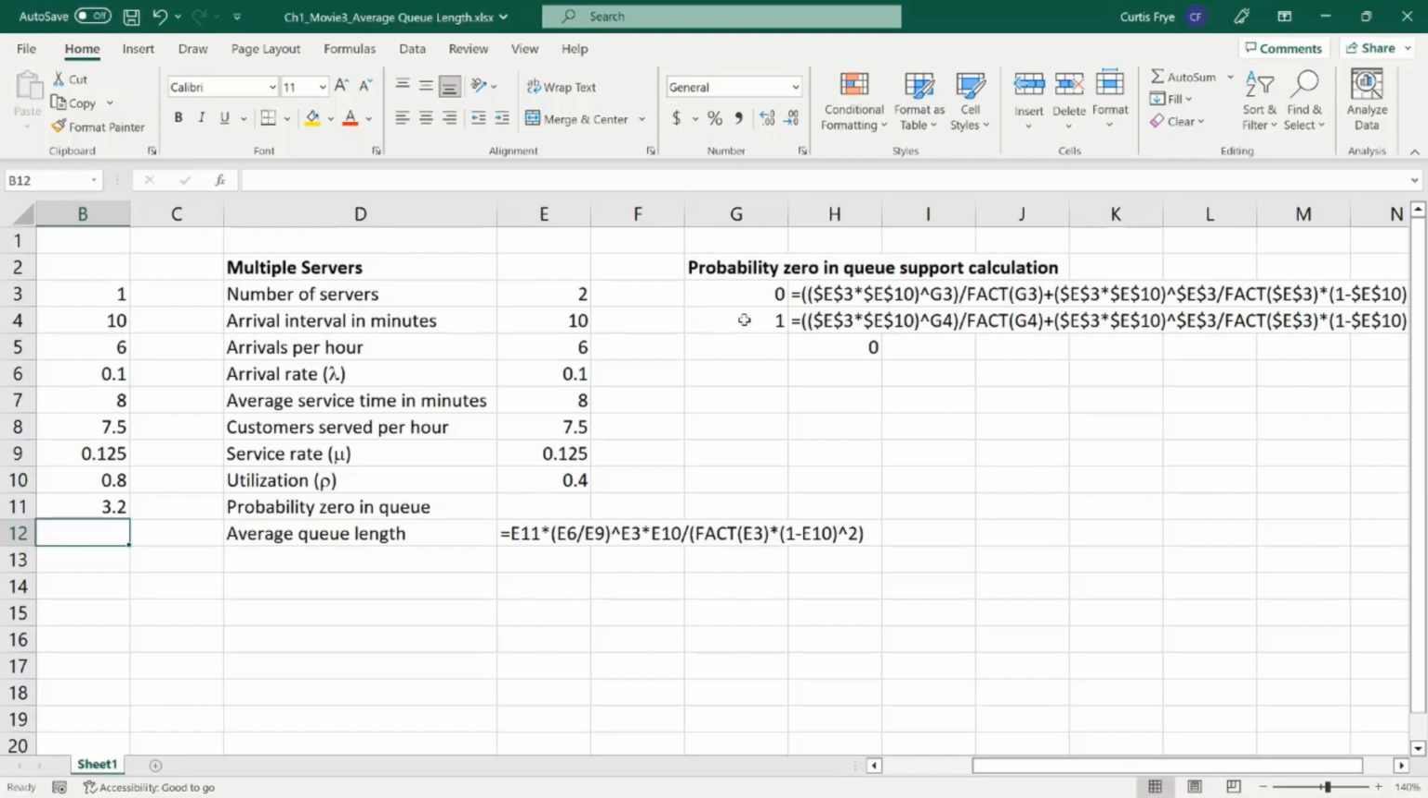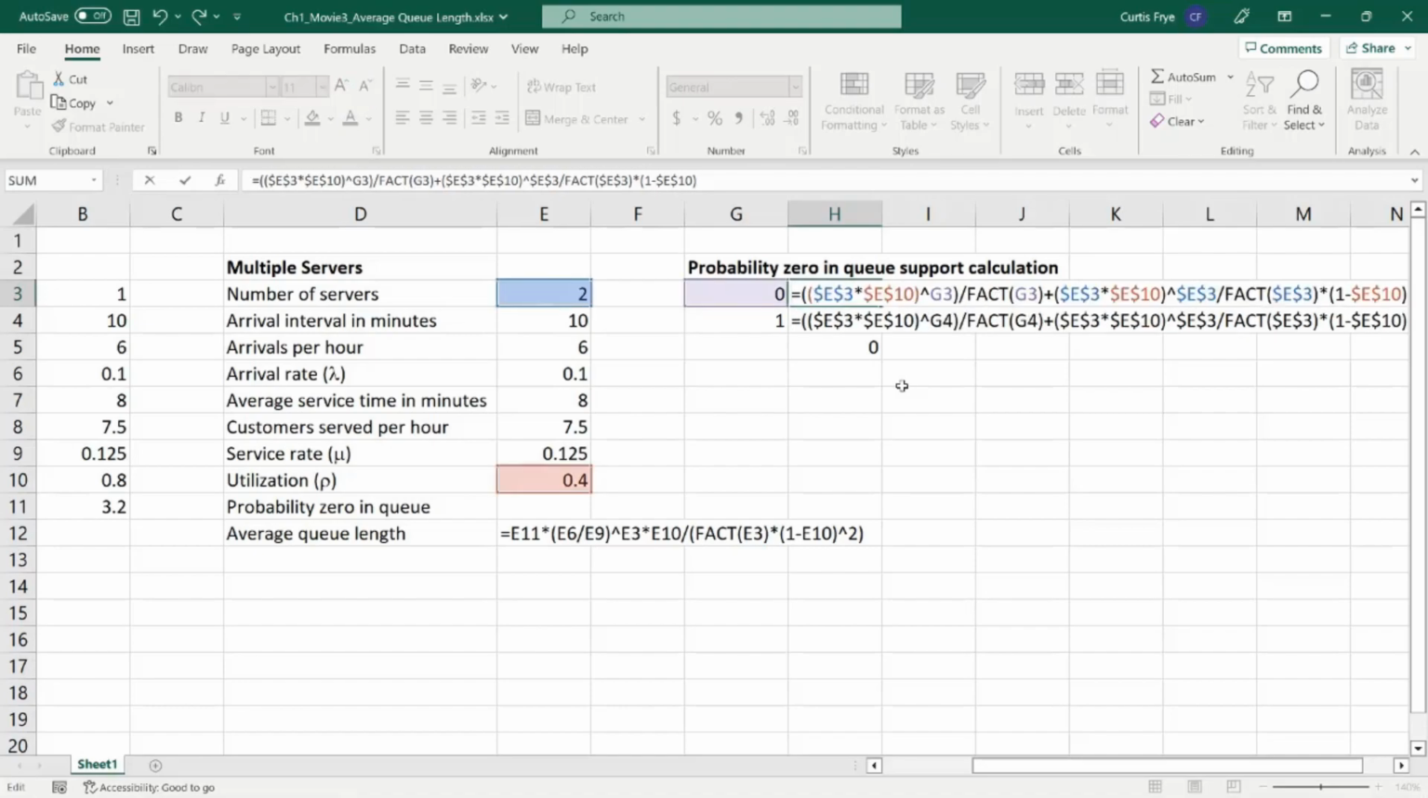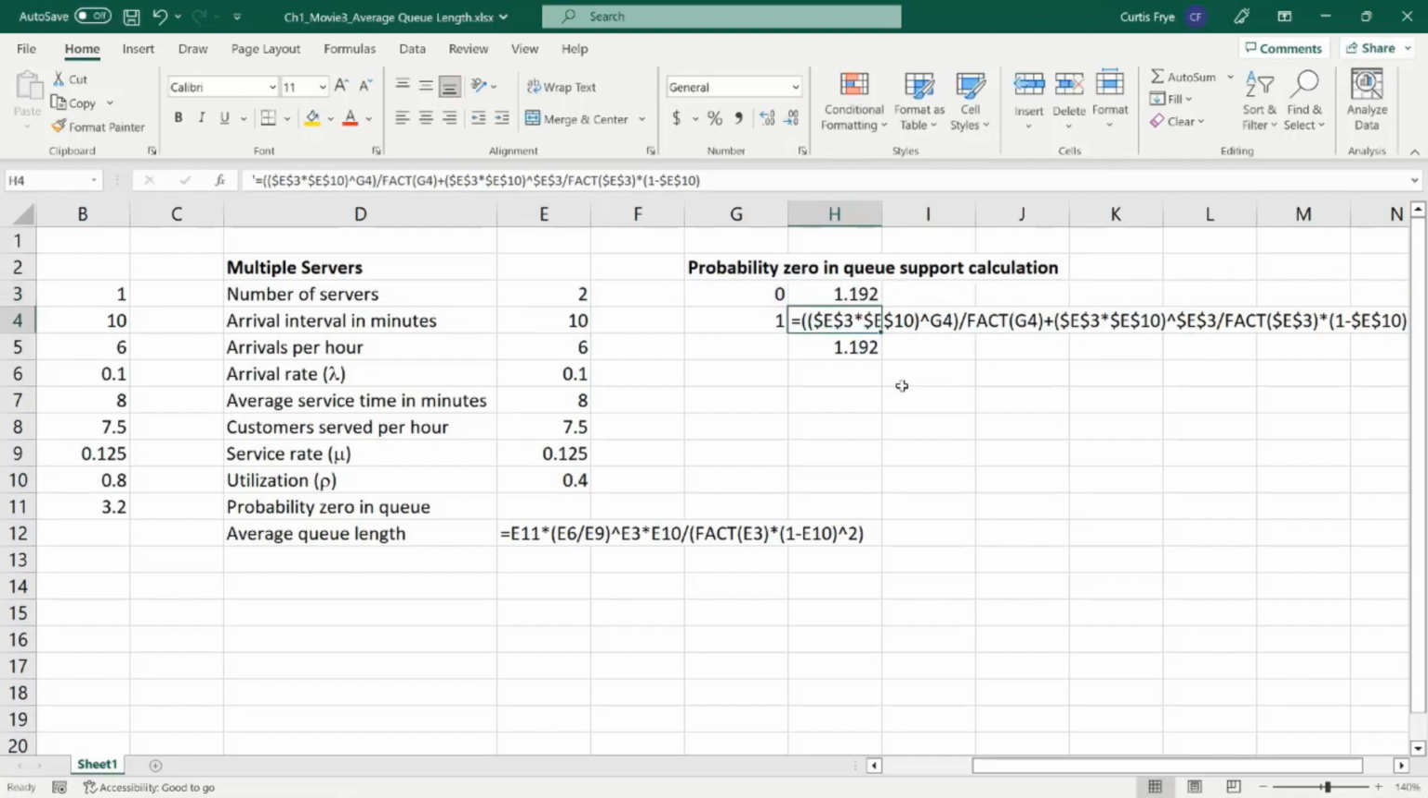In H3, I will double click to edit the cell, and then remove the single quote that I put at the front to have Excel render the contents as text instead of a formula. With H3 edited that way, I'll press enter, and we get a value of 1.192. And again, this is not a probability. It can't be. It's greater than 1. Instead, it's just something we'll use in our support calculation.